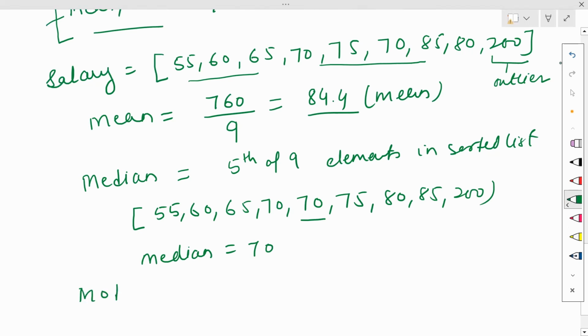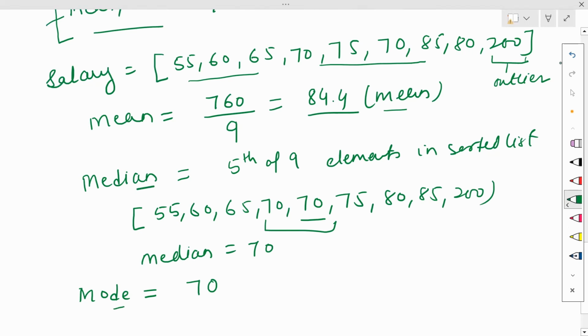If we talk about the mode, it's the most occurring element in the list. In this case, again, 70 will be the mode. Now we can see that the mean was impacted because of this outlier, but there was no such impact on the median, and the mode also.